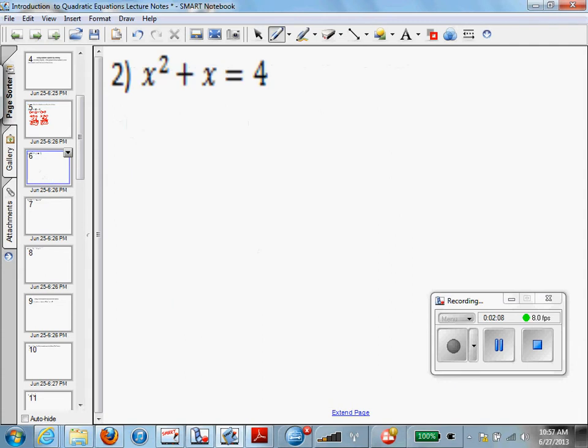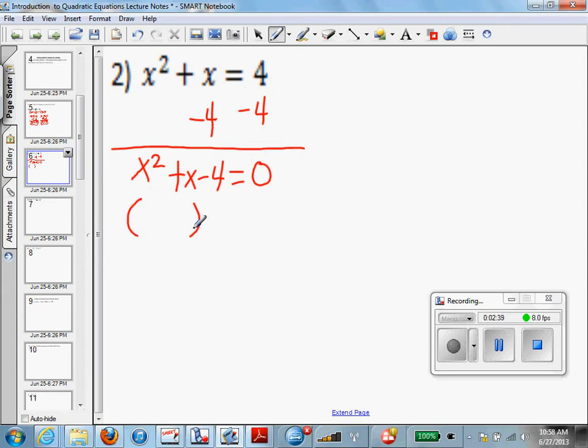Okay, for the second example, we have x squared plus x equals 4. What we want to do is always make sure that one side is 0. So to do that, we first subtract 4 on both sides of the equation. We bring down the x squared plus x, and we bring down the minus 4, since there are no common terms. On the right side we have 4 minus 4, or just 0. Now we're able to factor, so we'll break into our two separate sets of parentheses equaling 0.